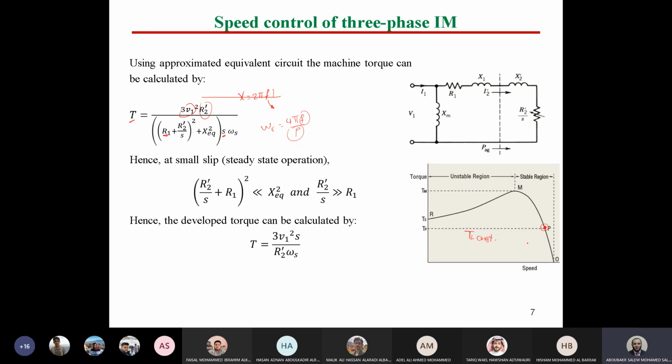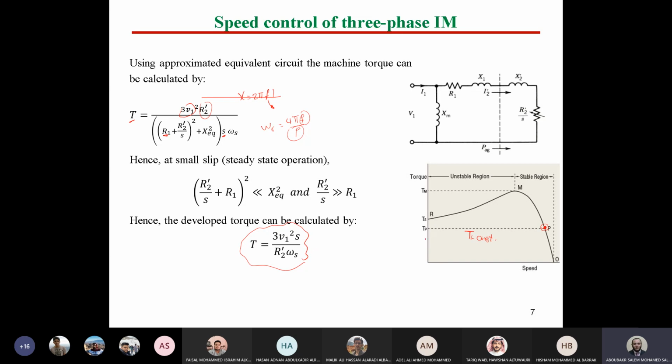We have to understand, guys, that at small slip, if you apply here S very small, you will find that the value R2 prime over S will be very high compared to R1 and also compared to X equivalent. So if you neglect X equivalent and R1, just for approximation, you will find the relation is 3 V square S over R2 prime omega S. So this will be the relation of torque that we can use at small slip.